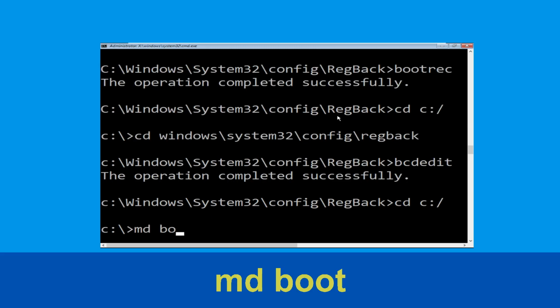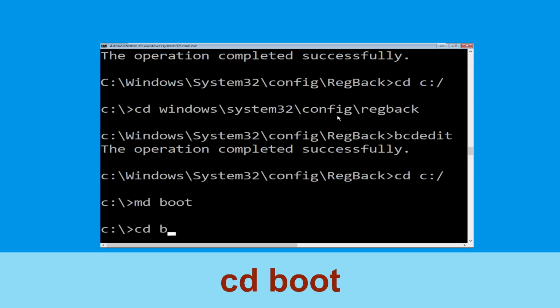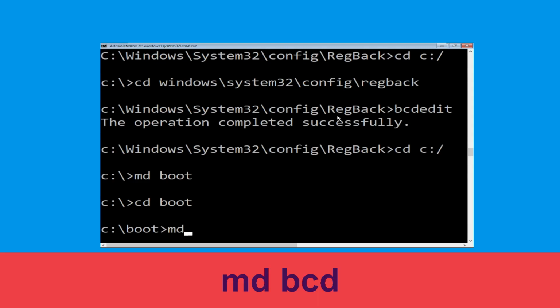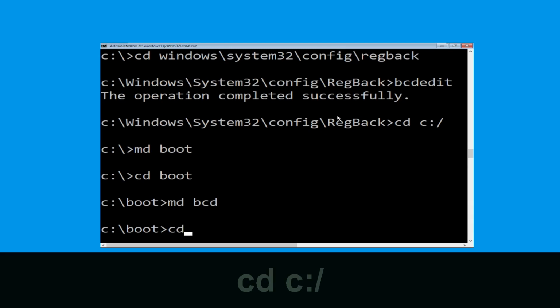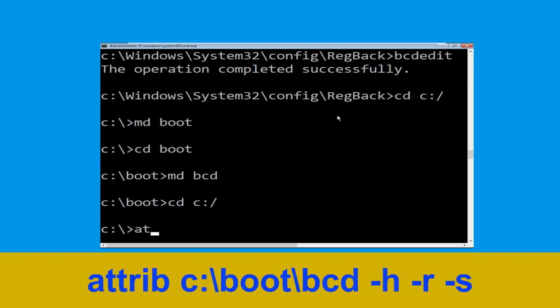Now type this md space boot and hit enter. Now type cd space boot and simply hit enter. Now type md space bcd and simply hit enter. Now type cd space C:/ and simply hit enter. Now type attrib C:/boot/bcd -h -r -s and hit enter.